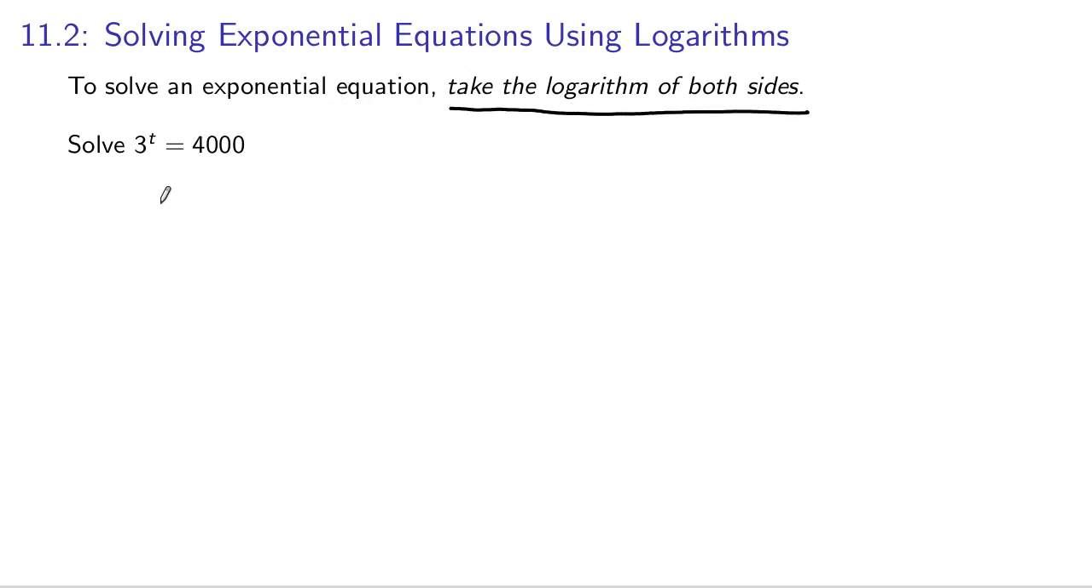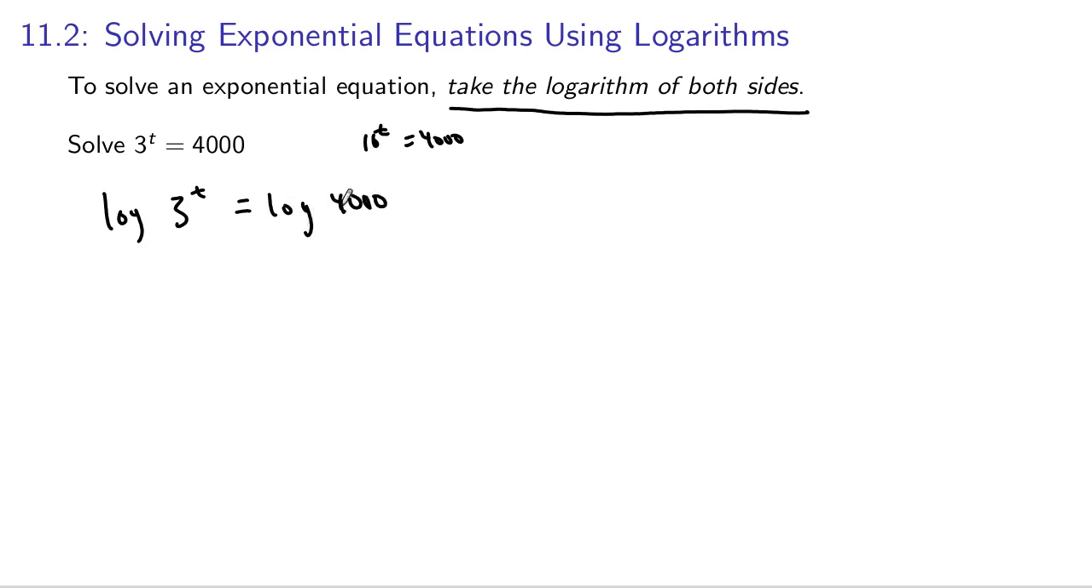Here's an example. Solve 3 to the t is 4,000. So we saw an example earlier where we had 10 to the t is 4,000. But now we're saying solve 3 to the t is 4,000. So we can do this by taking the log of both sides of the equation.